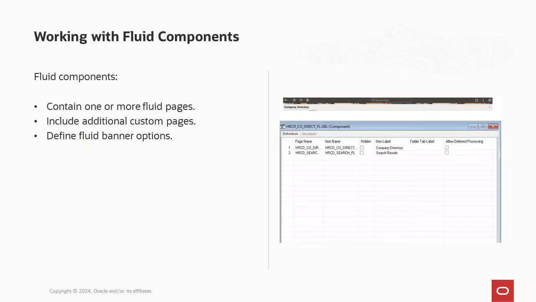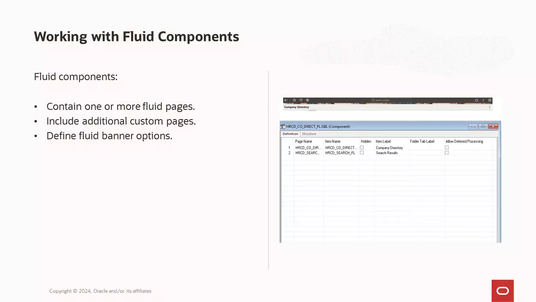Like classic applications, a fluid application uses fluid components to contain sets of fluid pages. The component contains one or more primary fluid pages, which are the main pages containing the application content. The component must also contain any other custom pages required for the application. For example, if you have created a custom search page or a custom left panel, those pages must also be included in the fluid component.